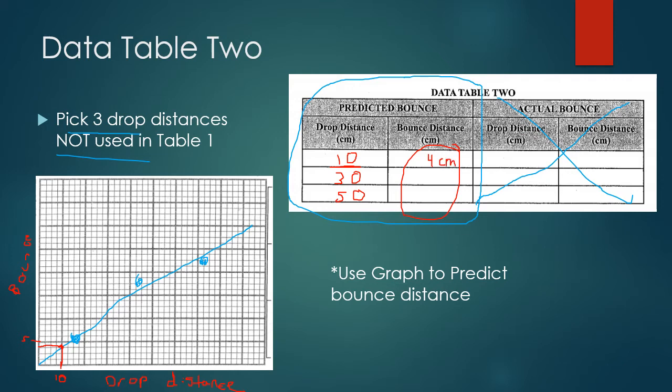Okay, and you'll do the same thing for the other 3 distances. So 30 is here. I would follow it up till I hit the line, follow it over. Wherever it lands on the y-axis, that is my predicted bounce distance. So fill that in for these 3. Now, in order to get full points for this portion, you need to have a good graph. Because if your graph isn't done properly, if it's not large enough so that you can read it accurately, you're not going to get accurate predictions from it.